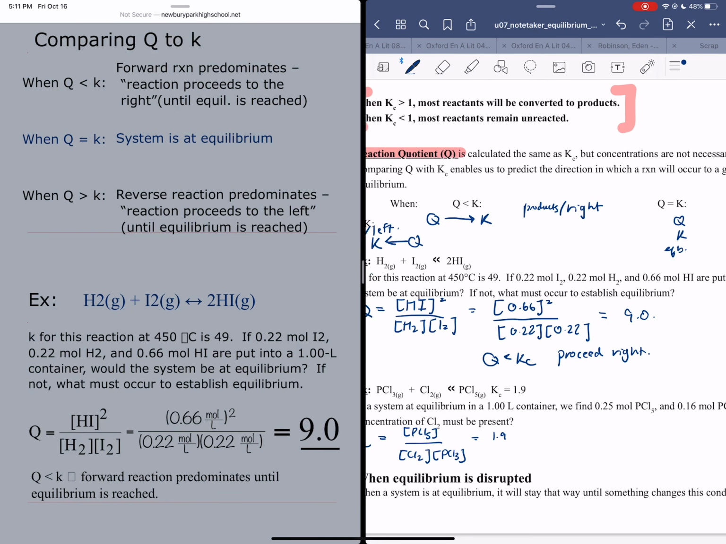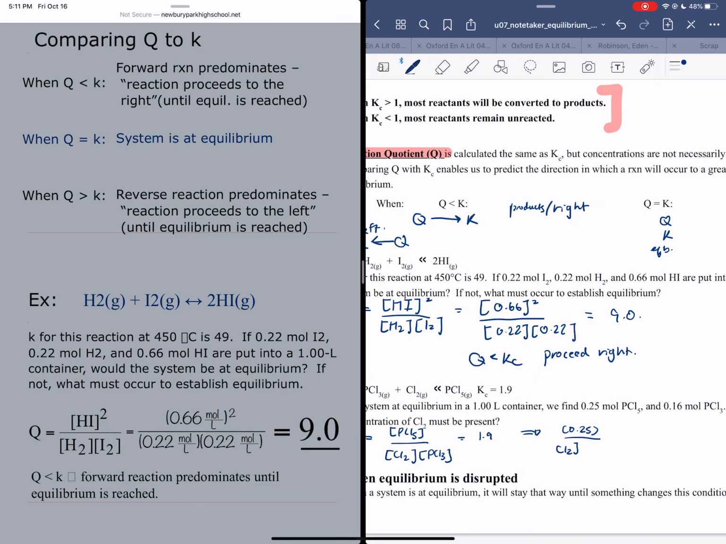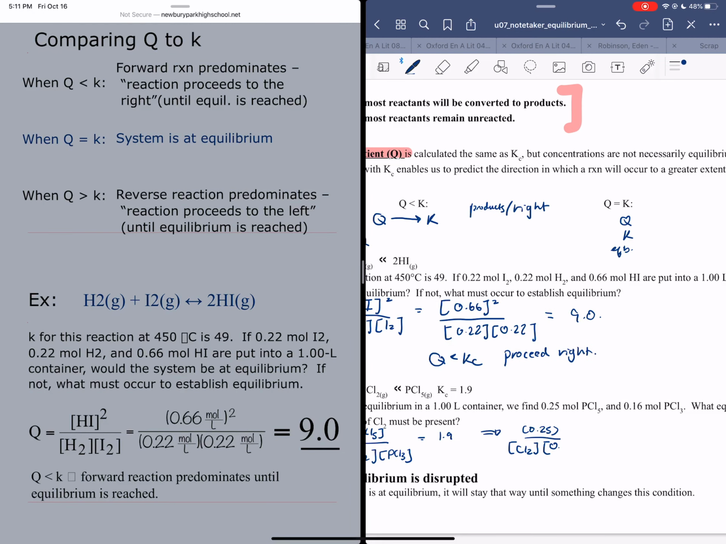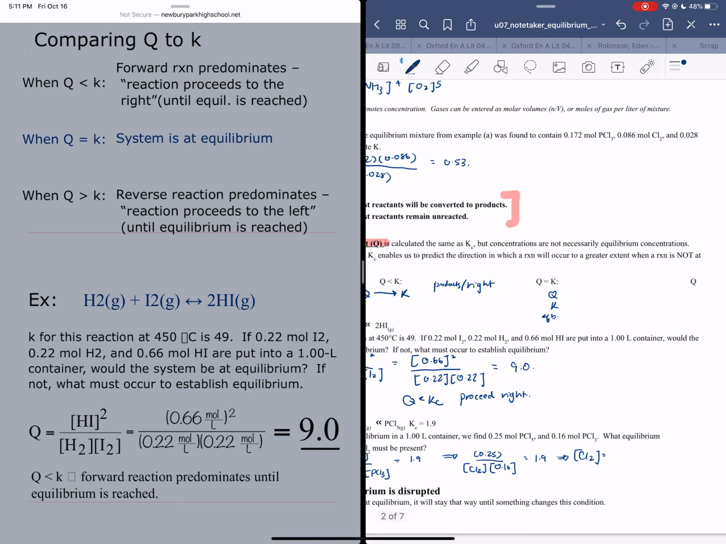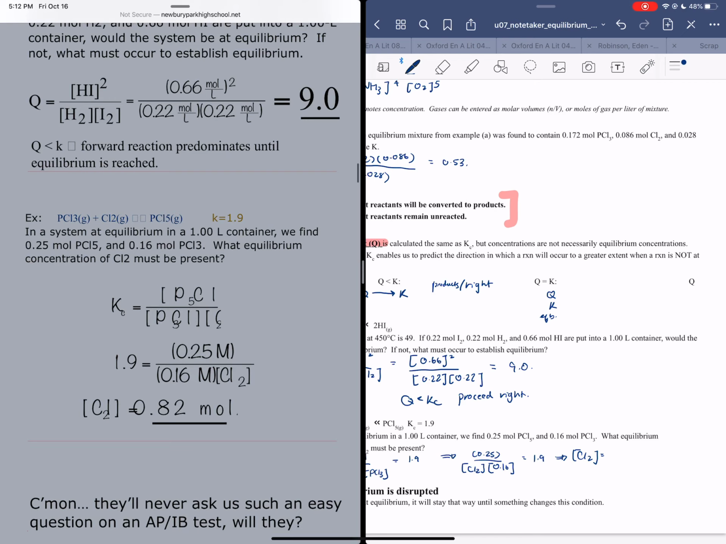Now, what do we know? We know for sure that PCl5 is 0.25. Cl2 we don't know, so we're going to just leave that as Cl2. And then PCl3 is 0.16. And that should equal 1.9. So by a little bit of algebra, which I'm not going to do because that's tedious, and with a little bit of calculator work, which I'm also not going to do because the answer is right here, you get 0.82 mole per liter.